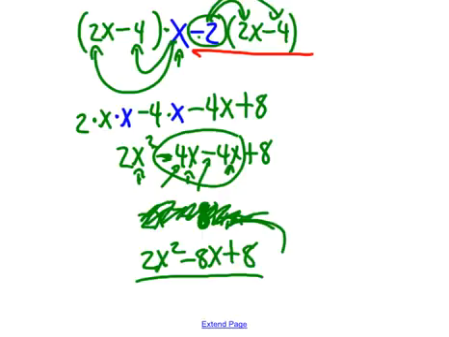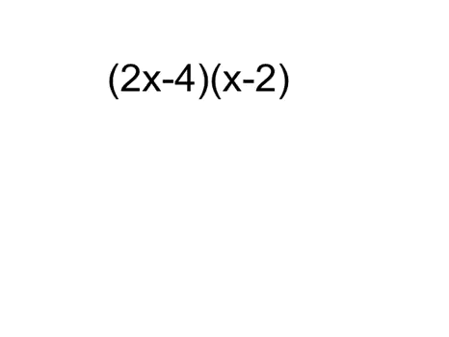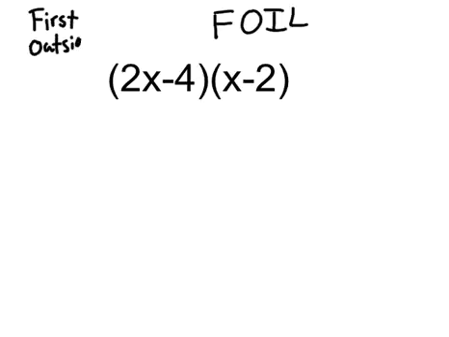Oftentimes people, another way to think about this, and in fact, I'll just show this real quick. Let me just clear the ink on this. Okay, so another way to think about this, and you'll often hear people talk about this, they'll talk about it as FOIL. And it's up to you if you want to think of it this way. In FOIL, what you're thinking of is this. The F stands for first. The O stands for outside. The I stands for inside. And the L stands for last. And this is kind of another way to do this.